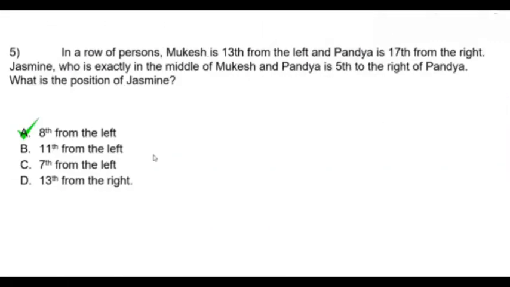Yes, we'll try to analyze this. In a row of persons, Mukesh is 13th from the left and Pandya is 17th from the right. Let me take from the left end. Mukesh is 13th from the left. Now don't take 13 places, take 12 places, and after that name the next one as the 13th place. Who is this? This is Mukesh. M is representing Mukesh. And Pandya is 17th from the right.